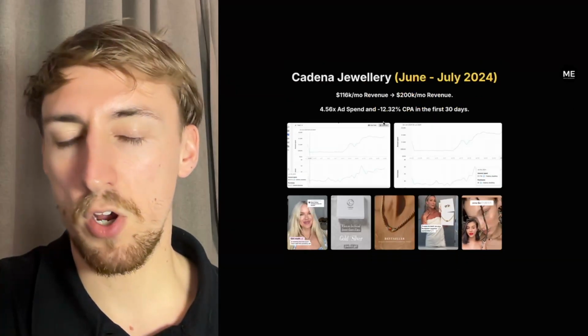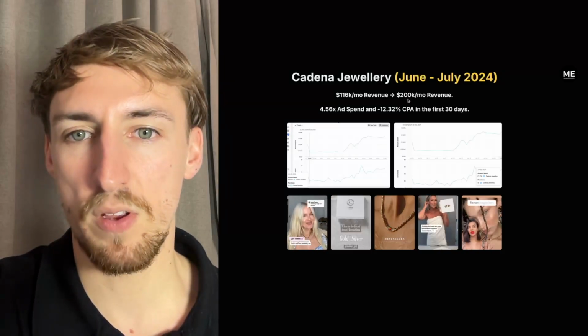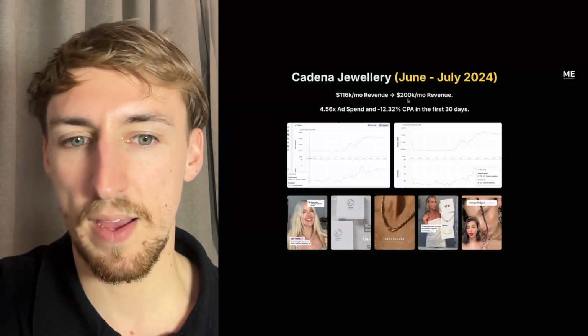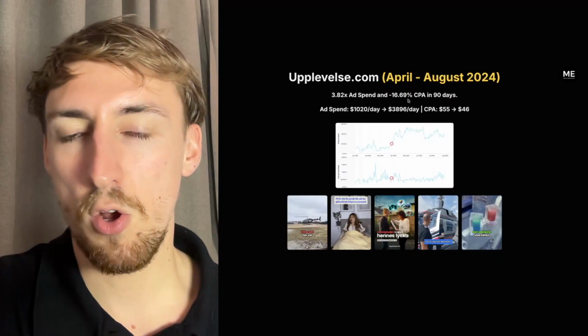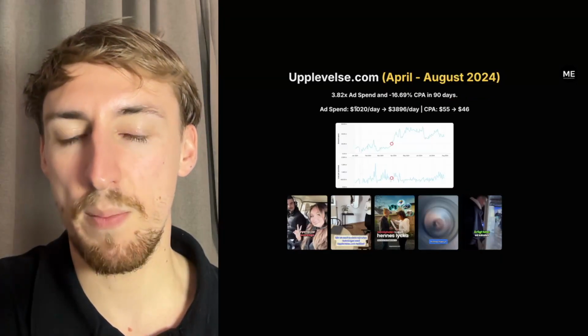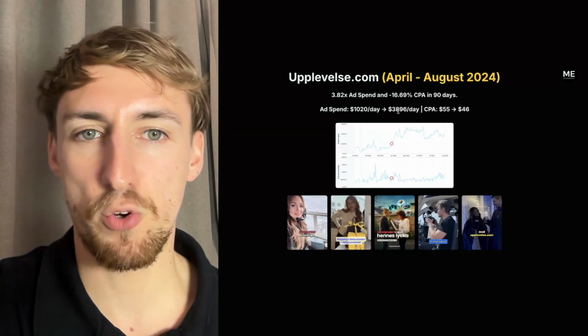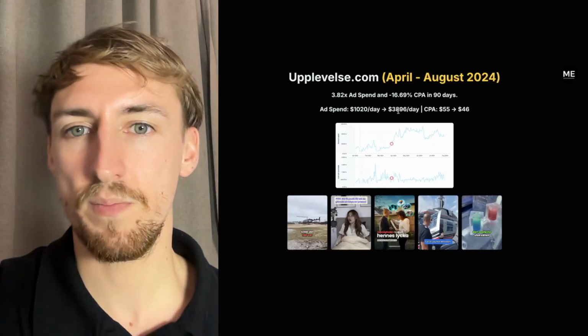Cadena Jewelry started working with them at 116k per month, scaled up to 200k per month in revenue whilst reducing their CPA in the first 30 days. Uplavelse.com, a Swedish brand, scaled the ad spend from 1k per day to 4k per day almost over a 90-day period whilst reducing their CPA as well.